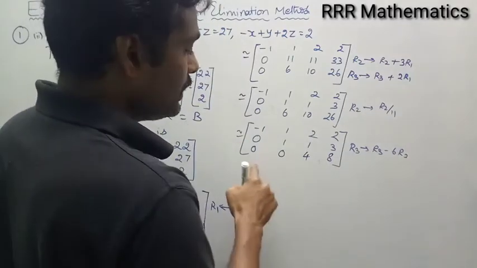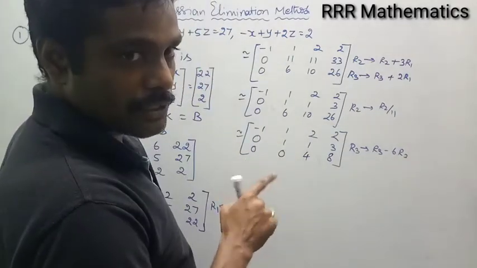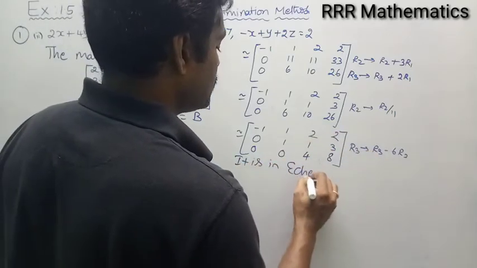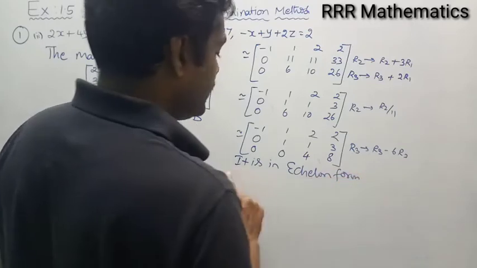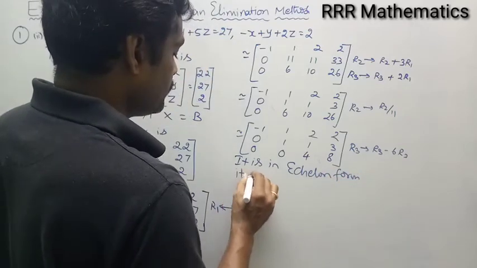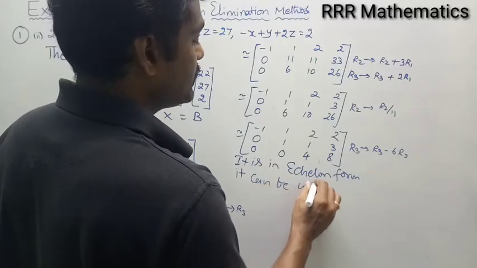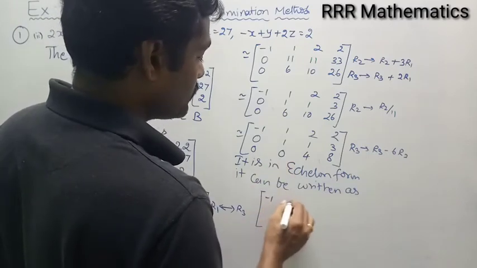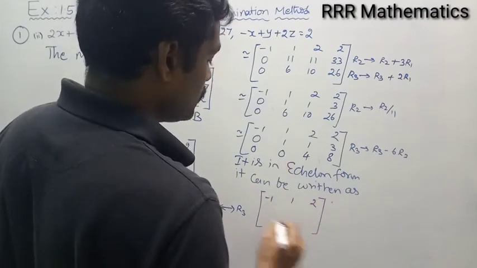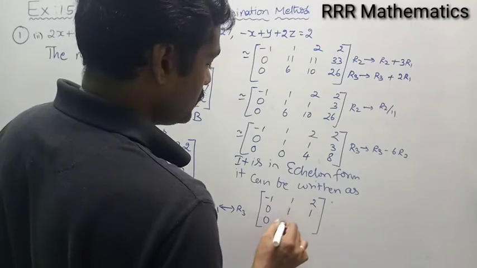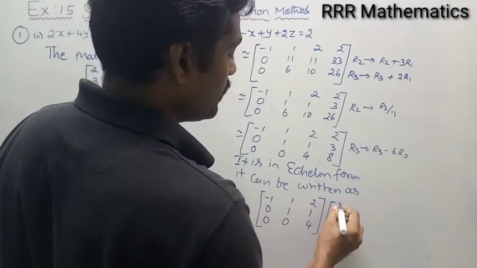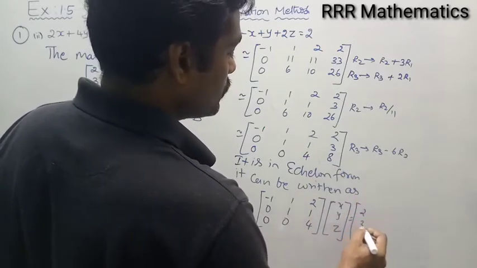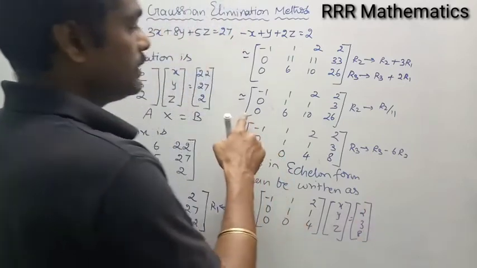Okay. So, after getting echelon form, see, are any two rows identical or proportional? No. Just stop the problem. It is an echelon form. It can be written as minus 1, 1, 2, 0, 1, 1, 0, 0, 4 with the variable x, y, z, which is equal to 2, 3, 8.